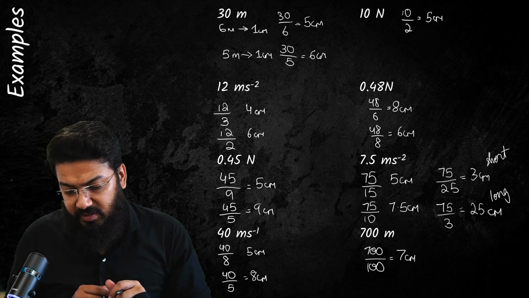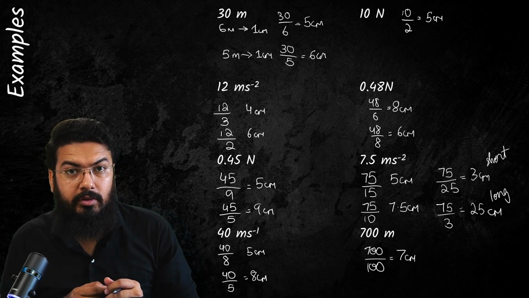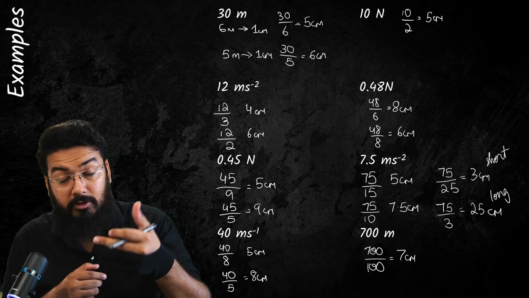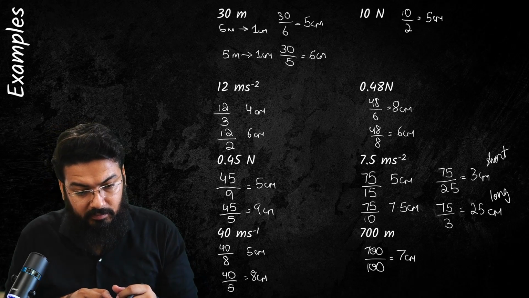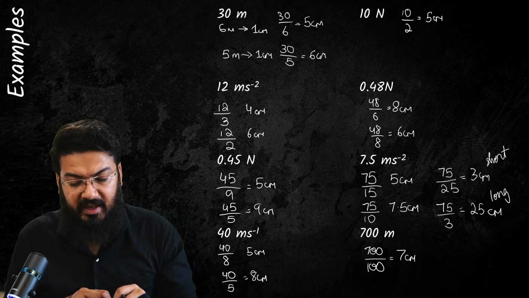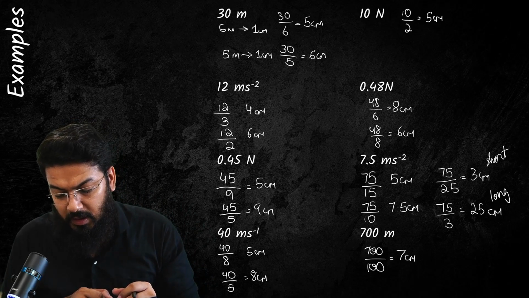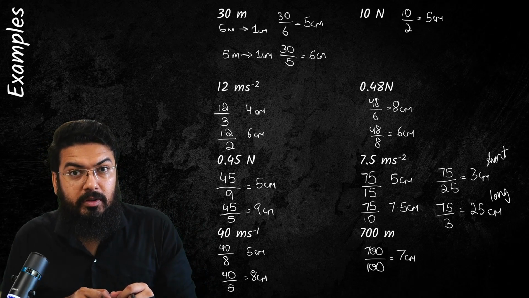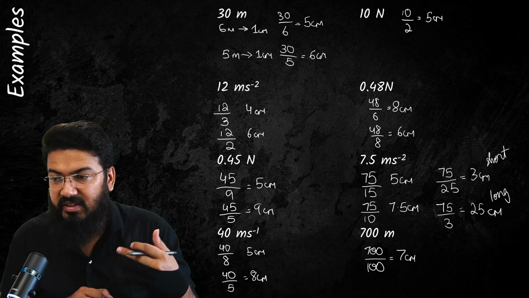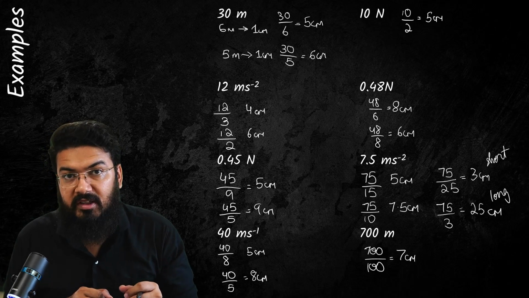All right, so this right here is how you are going to scale a vector to be able to draw it on a piece of paper. So which appropriate scale you should use is a very, very important thing to remember. All right, in the next video, we are going to talk about how the directions of a vector can be determined.